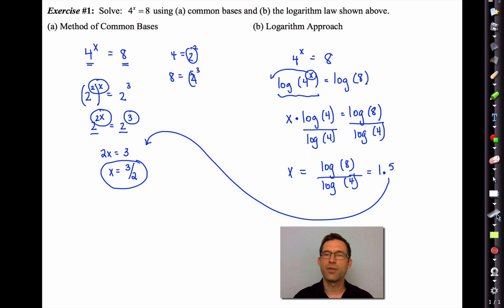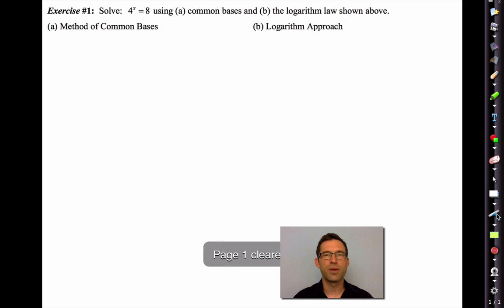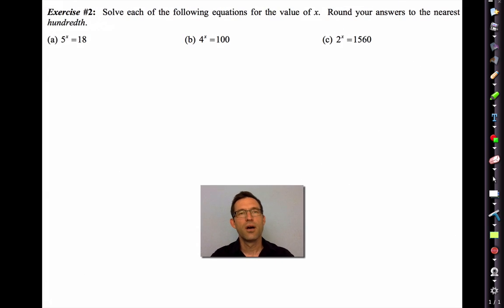Okay, let me get rid of it. Let's keep going. All right, exercise 2. Solve each of the following equations for the value of x. Round your answers to the nearest hundredth. All right. Well, again, let me do the first one with you, and then I'll have you work on some of the other ones on your own. So we get 5 to the x equals 18.